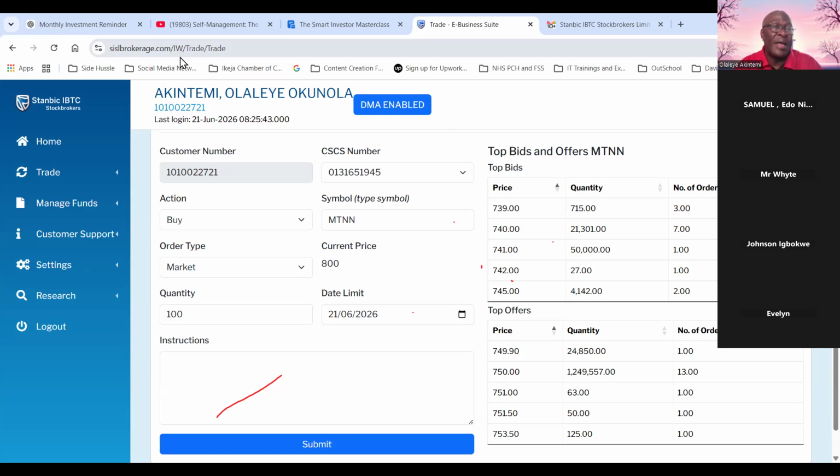I'm just assuming now. Let's say in five years' time, 1 unit of MTN is 1,200. Remember, you bought it at 749 Naira. Let's just say you bought it at 750 Naira. And then in 5 years' time, you decide to sell it. And you now sell it at maybe 1,100.